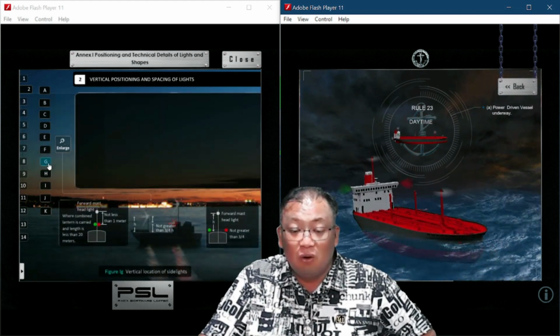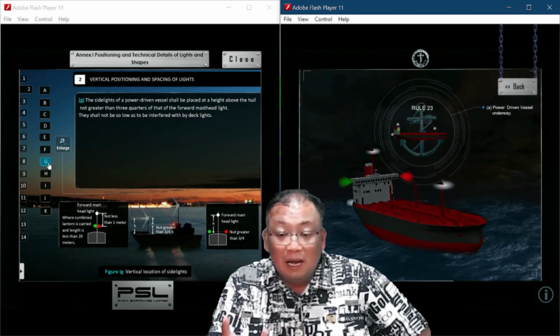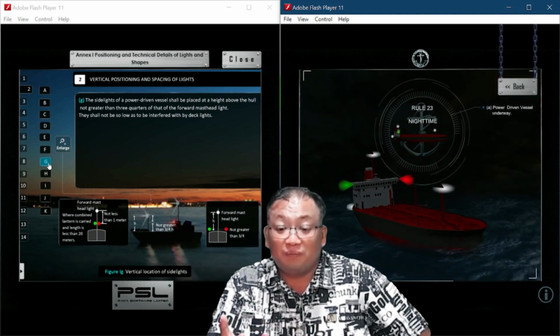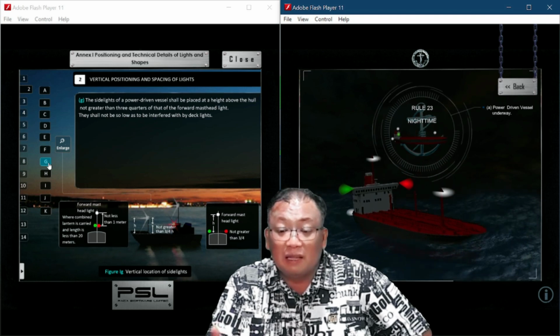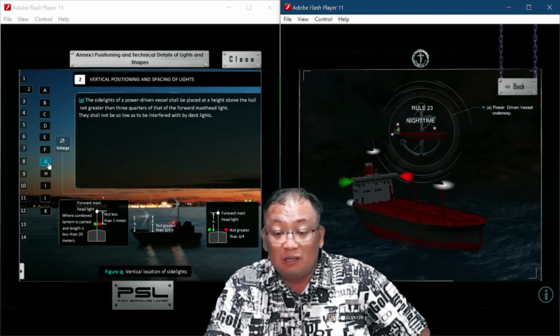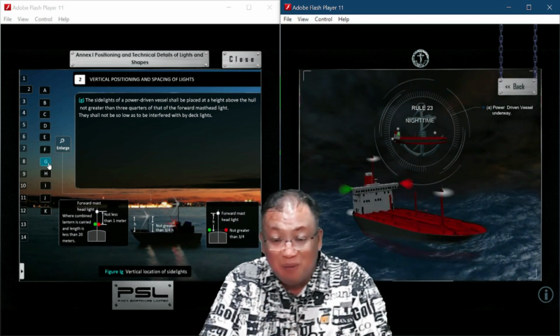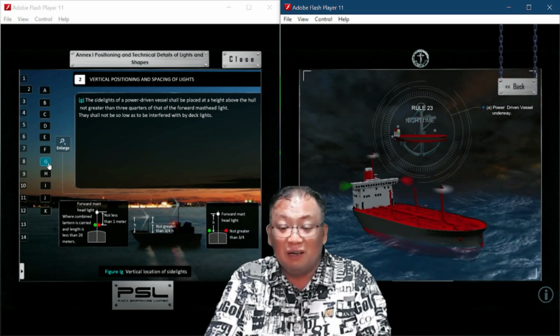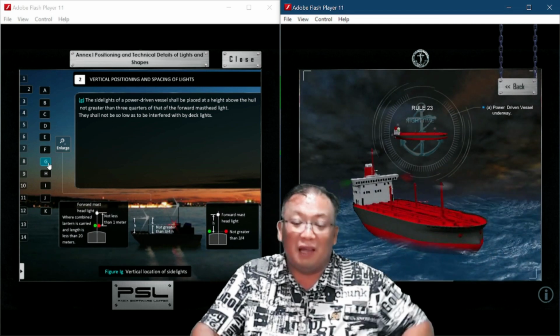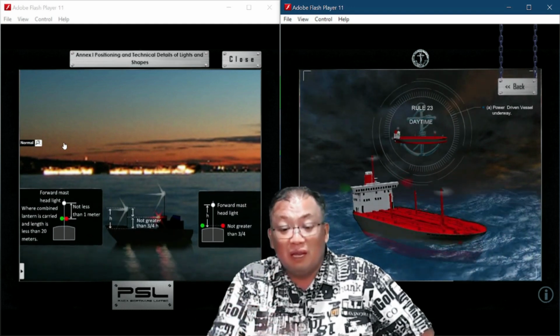Okay, we go to 2 Golf. The side lights of a power-driven vessel shall be placed at a height above the hull not greater than 3/4 of the forward masthead light. Not greater. They shall be so low as not to be interfered with by deck lights. Okay, here we're talking about side lights.